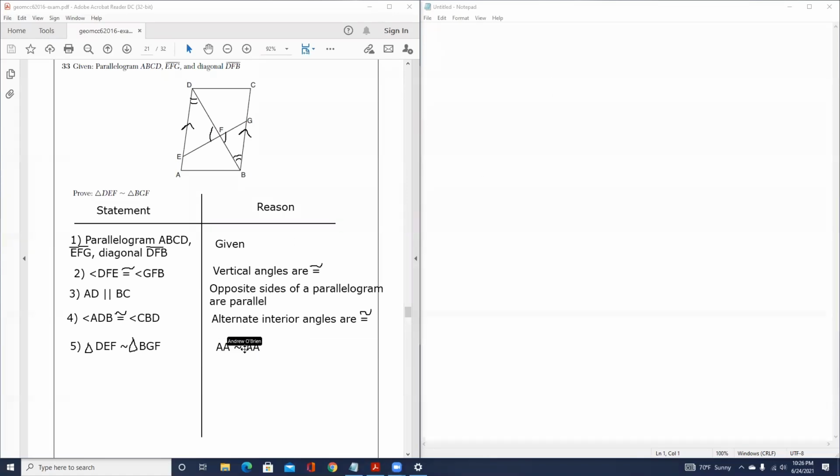This is a very straightforward proof. It's not too difficult. It just requires thinking things out, recognizing what you need to prove both triangles are similar, and then creating the conditions from what you are given to make it so that the angles line up.